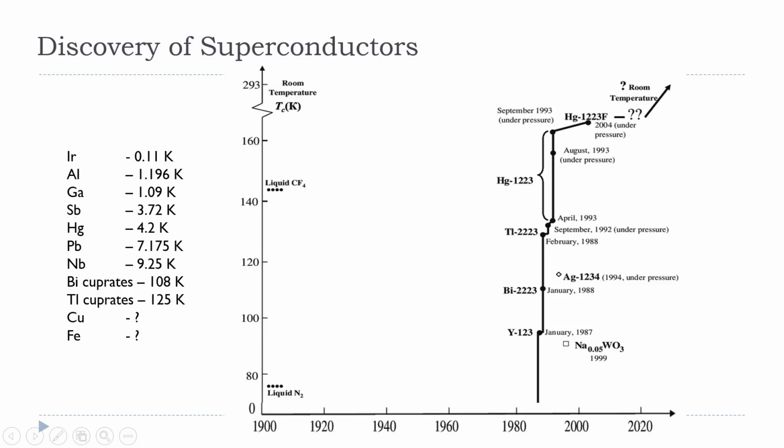Now, palladium may not be a superconductor in its pure state, but a combination of bismuth and palladium is again a superconductor. So there are different types of superconductors. We cannot just classify them into a pure state or an alloy. There are different composites that form superconductors.